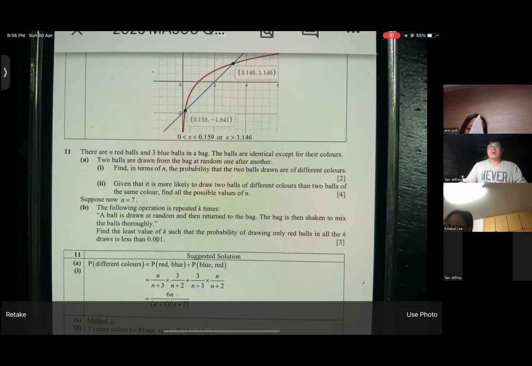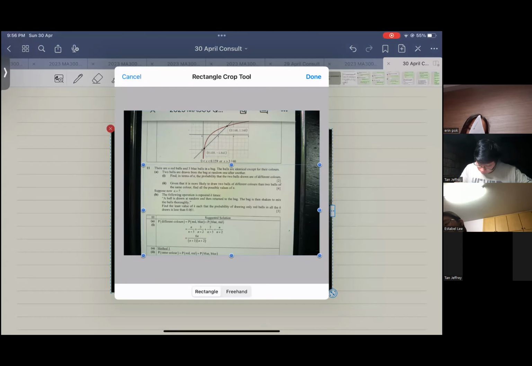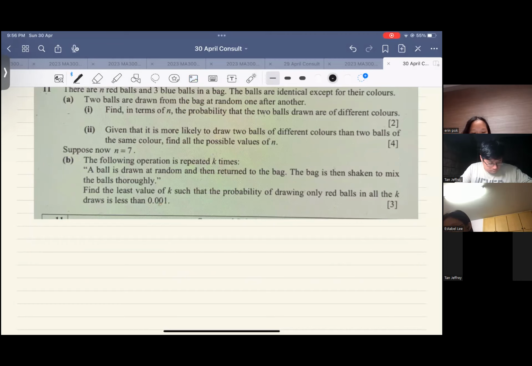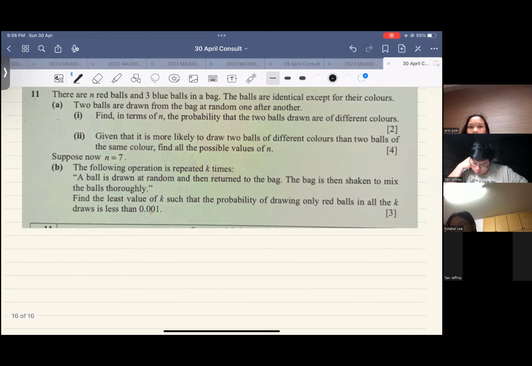Okay, Irene, I'm going to go to question 11. What is bothering you for question 11? Part B. Okay. The ball is drawn at random and then returned to the bag. The bag is then shaken to mix the balls. So this is with replacement. The probability of drawing only red balls in all K draws is less than 0.001.